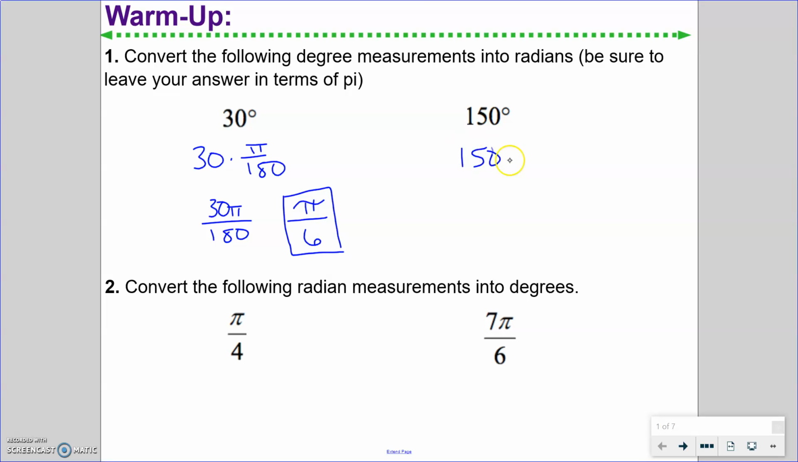If we do the same thing with 150, I have to reduce 150 over 180. And that gives me 5 pi over 6.